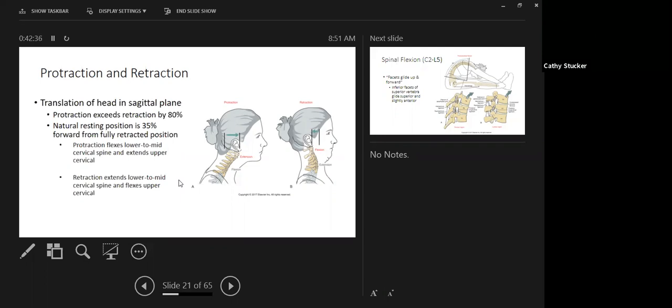That's where you end up getting some of those tension headaches, because those muscles are so short and tight trying to hold things together that they're not very effective. Retraction is the opposite, but we rarely have to deal with that scenario.